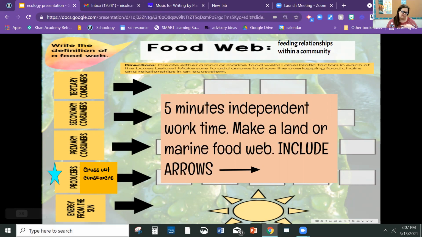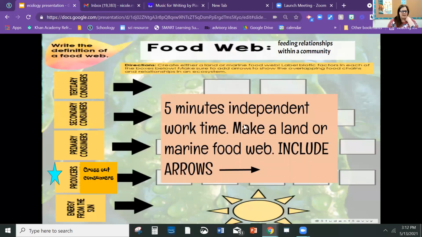If you could please, over on the left-hand side, cross out consumers there. I really want us to think about the sun, and then we've got our producers, our primary consumers, secondary consumers, and tertiary consumers. I'm not sure why that was written there, so cross out where it says consumers. And let's work by ourselves for 5 minutes and see if we can make either a land or a marine food web. If you are watching the video, you'll want to pause it at this time and make your food web.